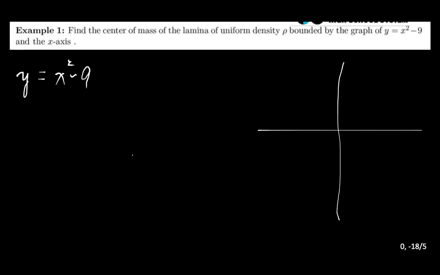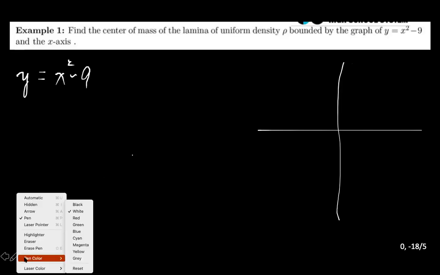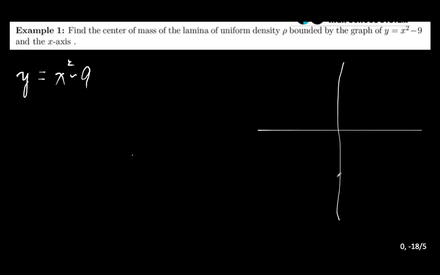If we're going to sketch the graph, the vertex is at (0, negative 9). It will intersect the x-axis twice, at positive and negative 3. And of course, the graph is a parabola that opens upward. Sorry for the drawing.